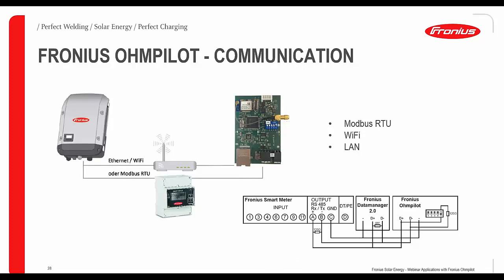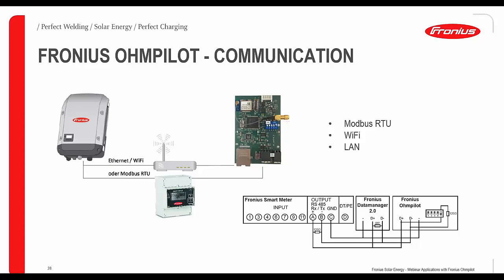Okay, one last thing, the communication, of course. I mentioned it earlier, we have 3 options here. The first one would be the Modbus RTU, which is directly connected to the inverter and the smart meter. The second one would be Wi-Fi or LAN connection, which will be done over the router itself. And on the bottom we can see the Modbus communication with D+, D- and ground, which will also be connected on the Ohmpilot.